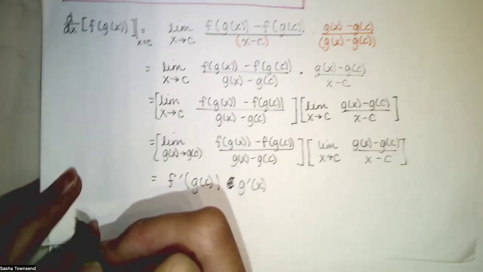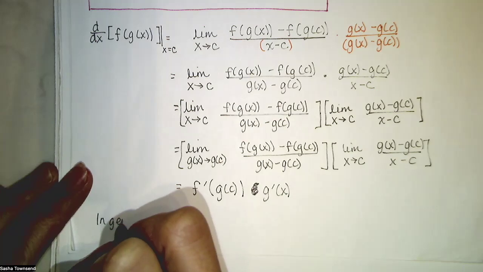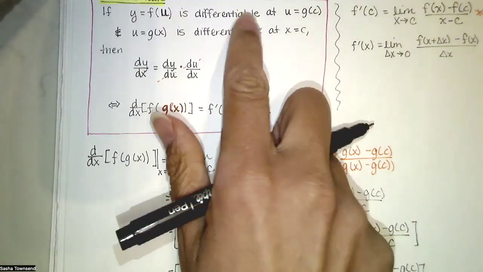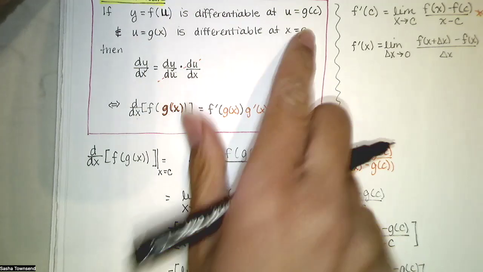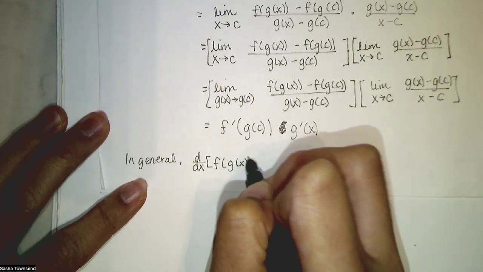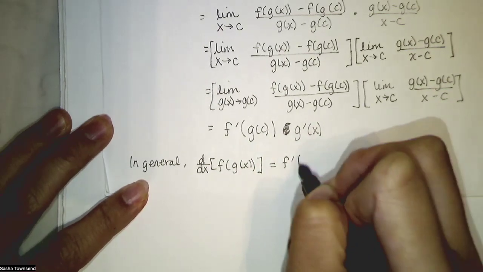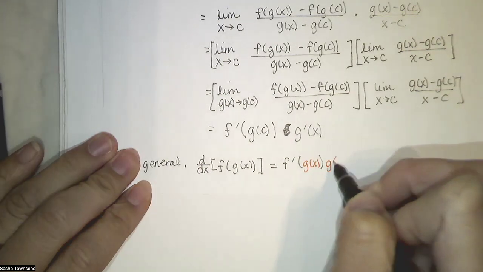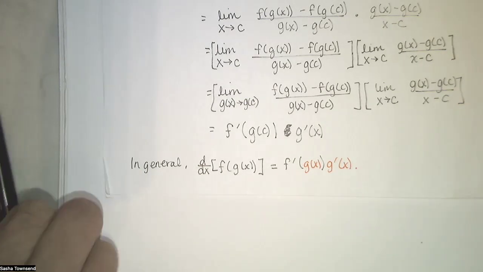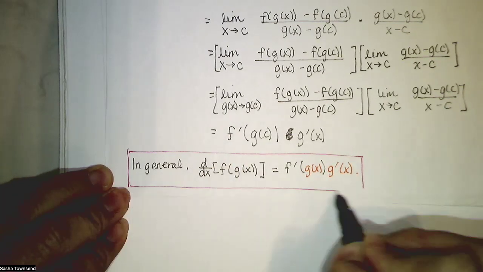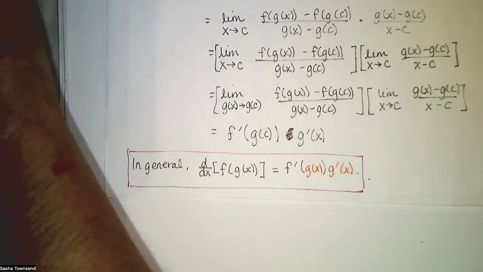So in general, with all the c values for that, where the fine print holds, that the inside function is differentiable at the limit point of the other one, then the derivative of f of g of x is equal to f prime evaluated at g of x times the derivative of the inside. And that's our chain rule.